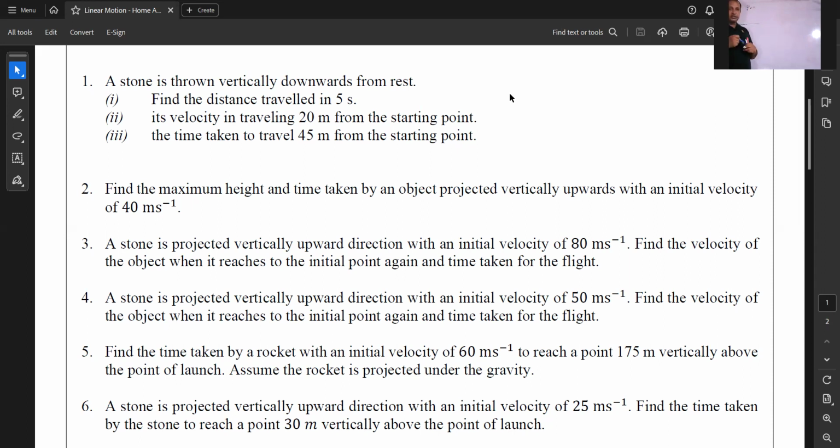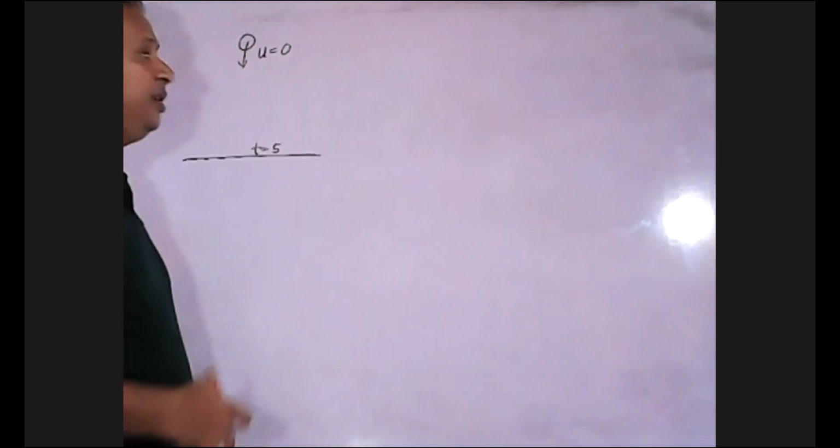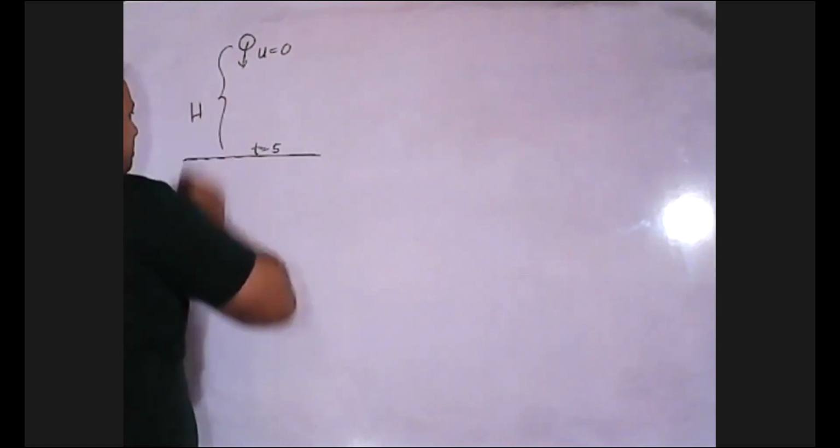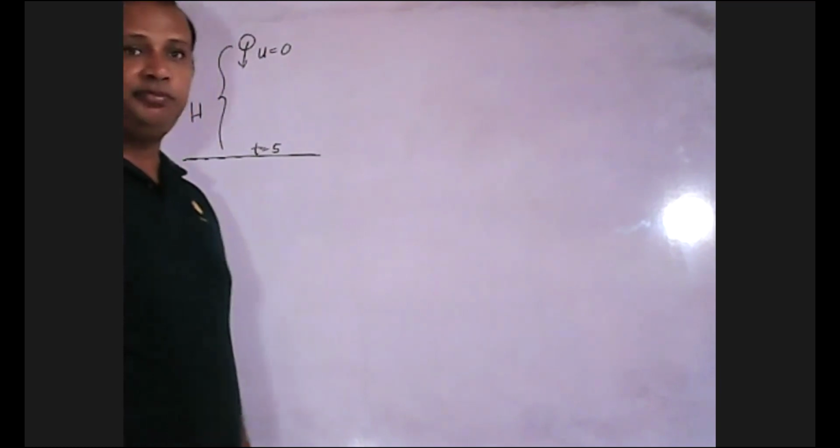Sorry. So what is the answer for the first question? 125. So time taken is 5 seconds. You were asked to find the distance. So what is the equation you use to solve this question?